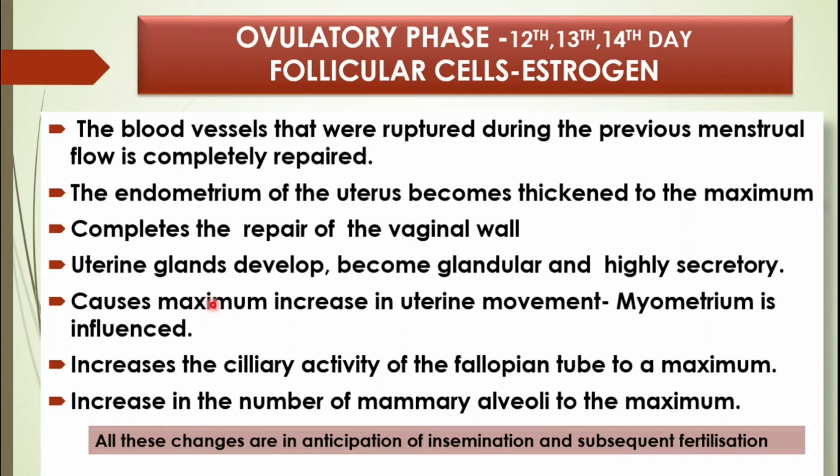But then you know that during the reproductive period that extends between menarche and menopause, the chances of insemination and subsequent fertilization may be limited to probably 1 or 2 or 3 or 4 times. And hence, you find that though it is restricted, the body is preparing itself for fertilization and subsequent pregnancy. So that is why such changes are observed during the ovulatory phase.